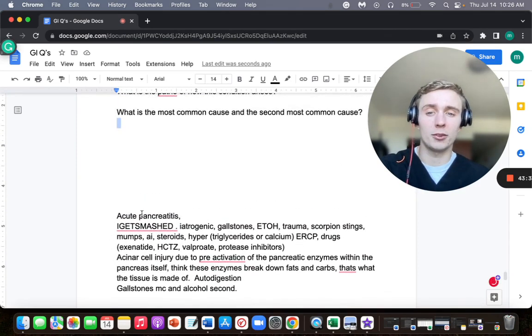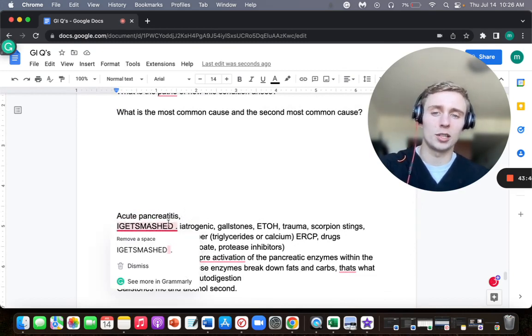That's going to be acute pancreatitis. Acute pancreatitis, and the causes are I GET SMASHED, which helps you understand one of them.